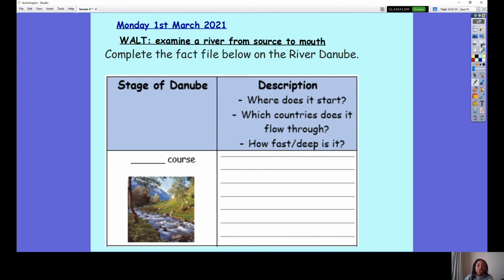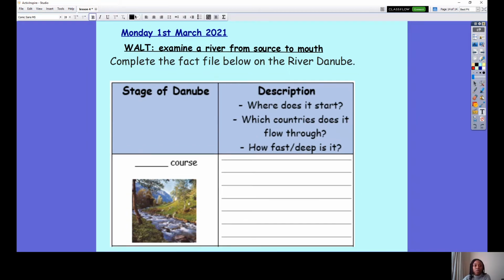Now for your next task. You have a sheet that looks like this. You have got to complete a fact file below on the River Danube and each of its stages. So I've got the first stage here. And this first stage I know is going to be called, what course is it called? Is it upper, middle or lower? What's the first course of a river? I know it's upper. So I'm going to call it upper course, and I'm just going to put that there. And I've just got to say, where does the river start? I've got to answer these questions. What countries does it flow through? How fast and how deep is it?